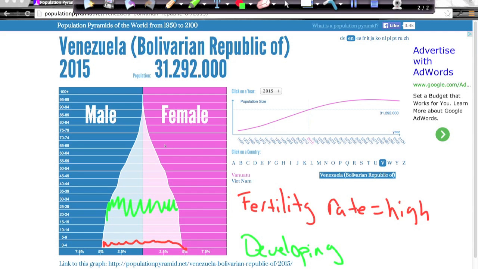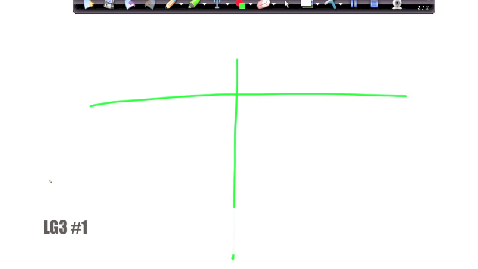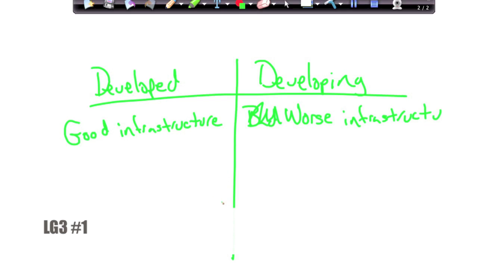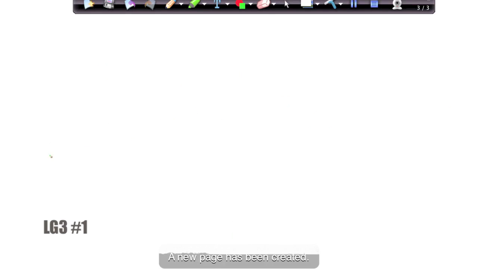So let's look at what developed versus developing means. Let's go ahead and look at that real quick. So I'm going to go ahead and draw a T-chart. We'll put developed on one side, and we'll put developing on the other side. So a developed country is going to have good infrastructure. A developing country is going to have bad, or maybe I shouldn't say bad, maybe I should say worse infrastructure. Alright, you're going to ask yourself, what the heck is infrastructure, right? I don't understand that. So let's go ahead and define that.